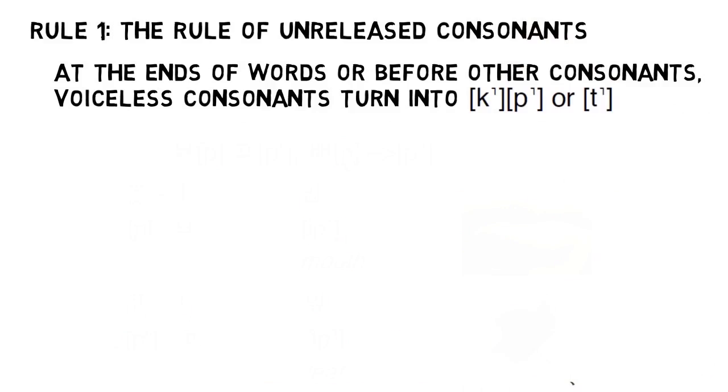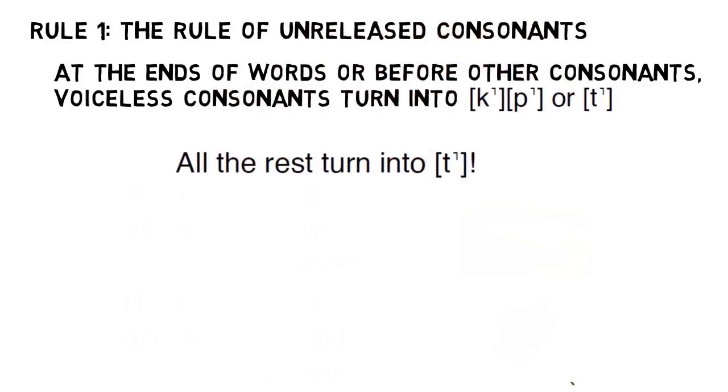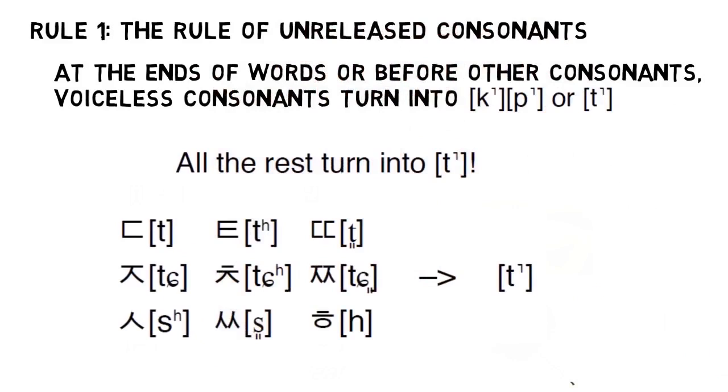And here's the big one. All the other unvoiced consonants, every one of them, turn into unreleased T. Not just the three T's, but also the three ch sounds, the two S's, and the H sound as well. Basically, if it's at the end of a word or before another consonant, and it's not some sort of K or P sound, it's going to be an unreleased T.